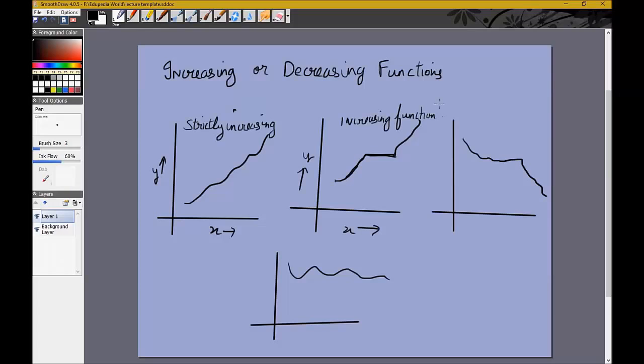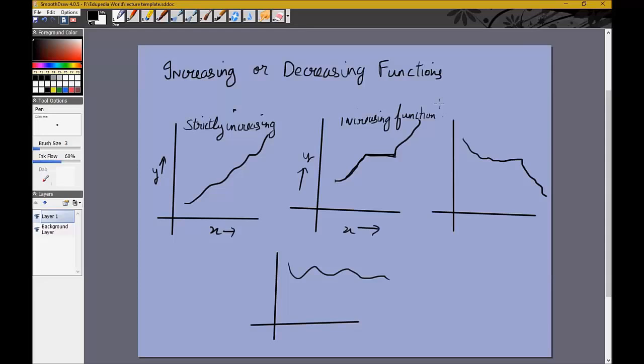So there's a difference between the two. It's possible for y to increase as x increases or for it to stay constant, right? So we say that if it does not stay constant, then we'll call it a strictly increasing function. If there are regions where y is constant as x increases, then we'll just call it an increasing function. So to be strictly increasing is a stronger condition than to be increasing, right?